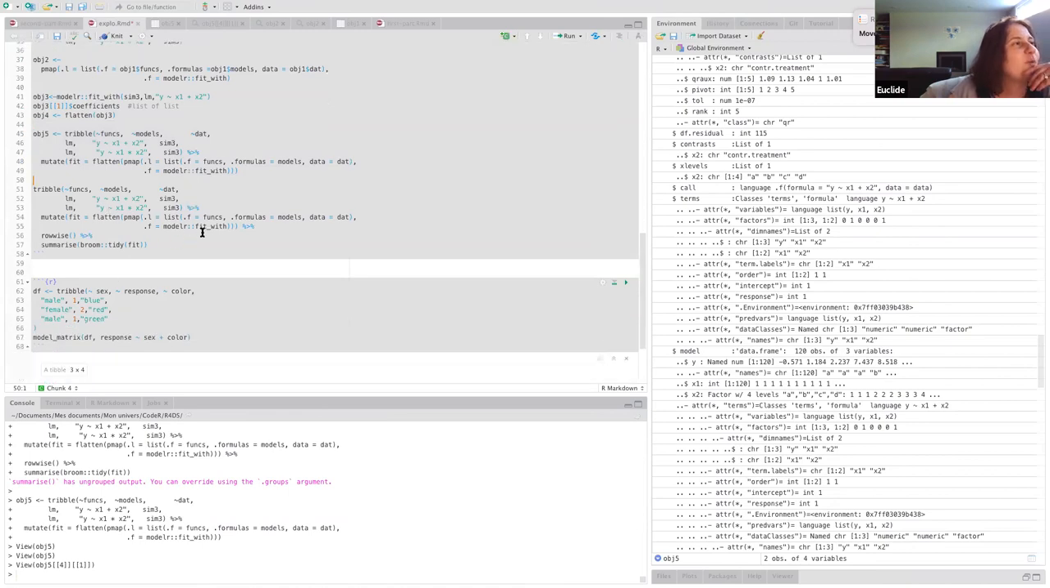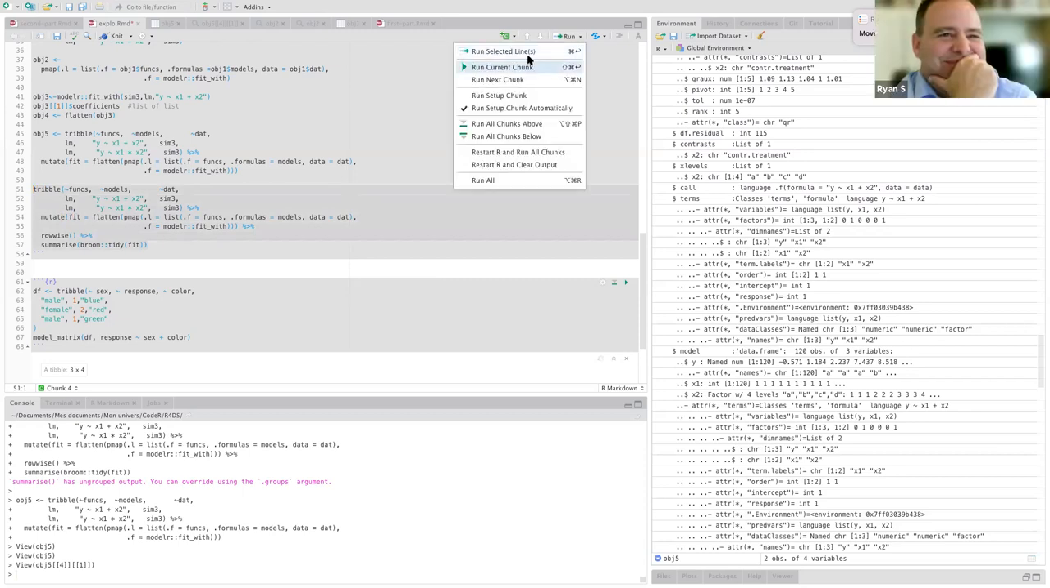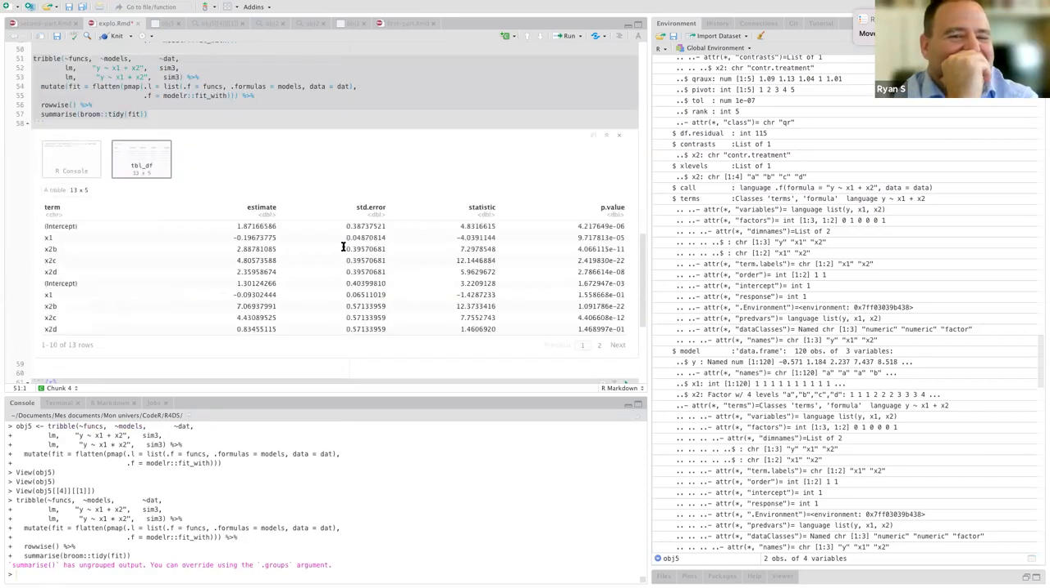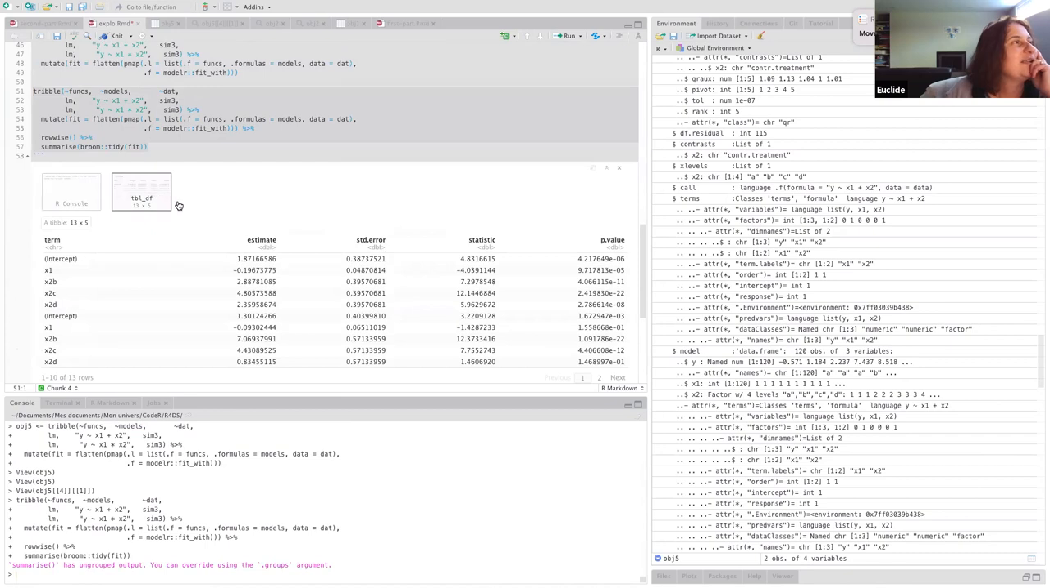Now, if we want to get the final result, we need to look row-wise, and after we need to summarize using Broom. I don't know why I picked this one, but the book talks about Broom. Broom is a wrapper to tidy the model, so it's something useful to know.